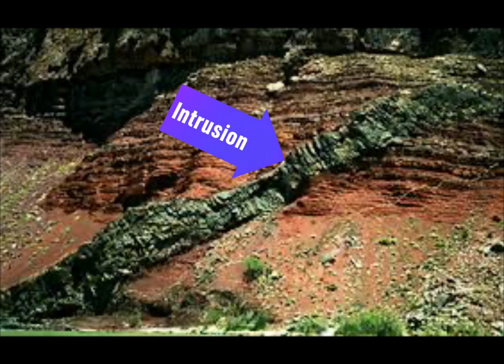An intrusion is intrusive igneous rock that burns its way up through existing rock. Because the rock is the same on both sides of the intrusion, we know that the reddish rock had to be there first, and then the magma burnt its way up through, creating the intrusion. So if we're trying to put these in relative age, we know that the red rock was first, and then the black intrusion came second.